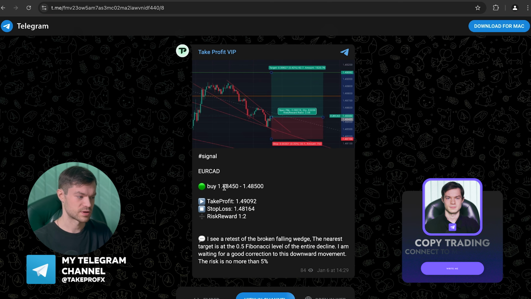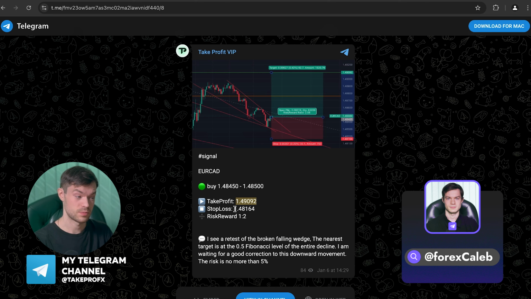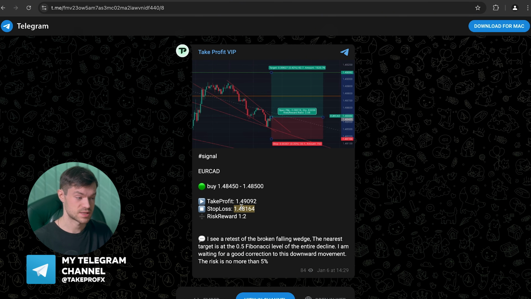This signal was perfectly described in my Telegram channel. Here we have a buy point. Take profit is just the level of 0.5 of Fibonacci, and stop loss we have set according to the risk reward of 1 to 2.